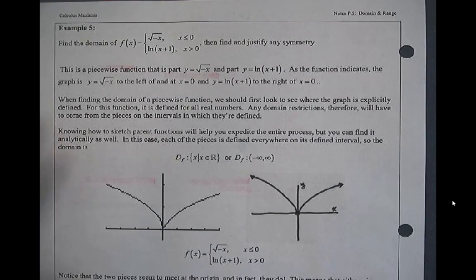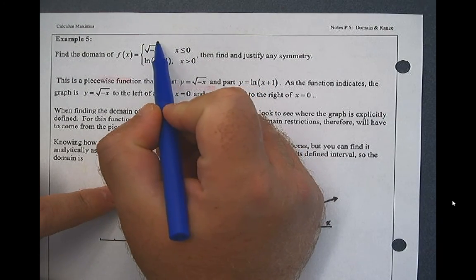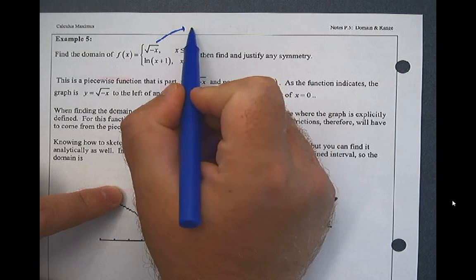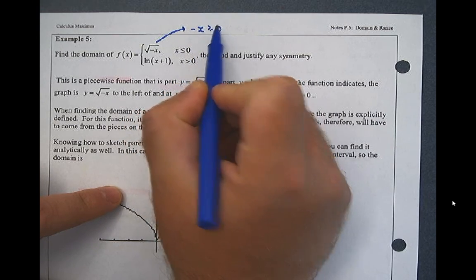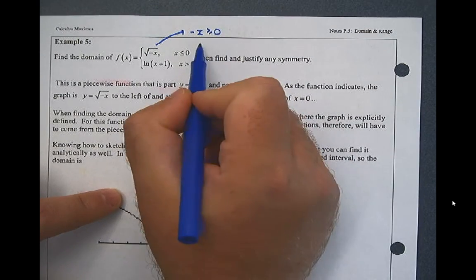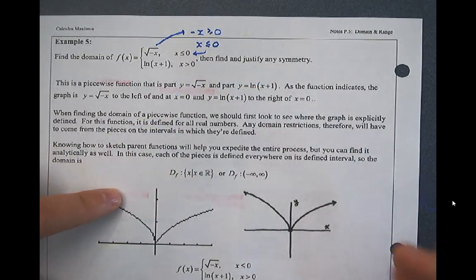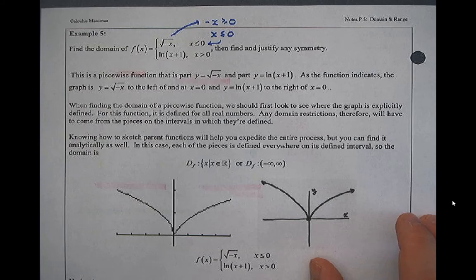Find the domain and justify symmetry. Here we go again. How do you find the domain? We've done it a lot. You should look for problems. So we do have a problem here, right? This would be a problem if negative x must be greater than or equal to 0. When I divide both sides by a negative, I get x is less than or equal to 0, which turns out to be exactly the interval in which they define our function. So we don't have that problem.